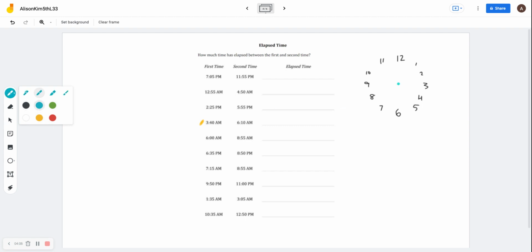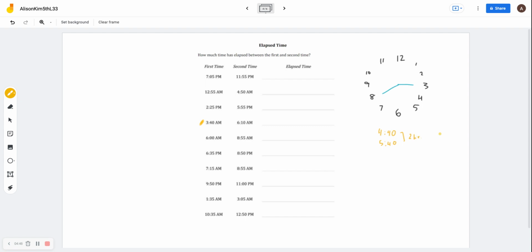So let's draw it. Let's draw 3:40, right? Now, when we look at this, an hour from 3:40 will be what? 4:40, right? And then an hour from 4:40 will be 5:40. But an hour from 5:40 will be 6:40, and 6:40 is way past 6:10, right? So obviously we're going to have 2 hours, so the hours elapsed will be 2 hours.